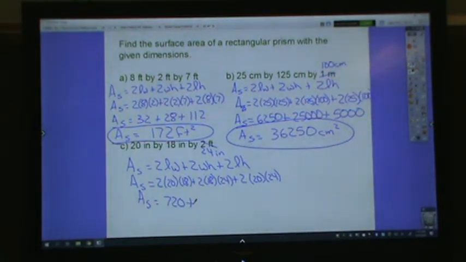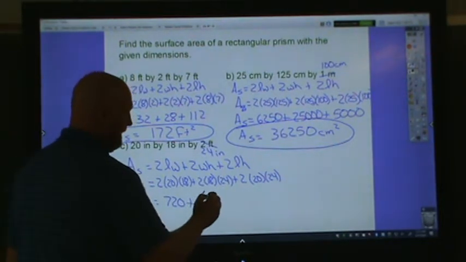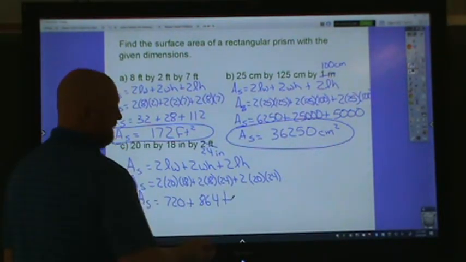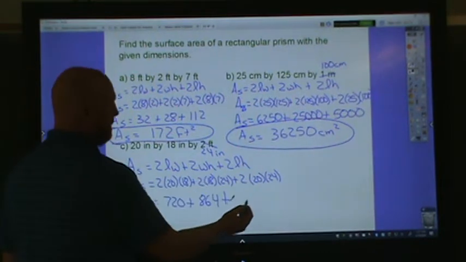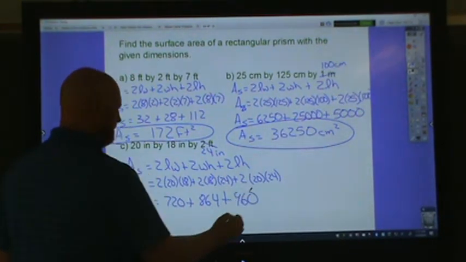36 times 24, well, if I did 36 times 20, that would be 720, and then I need 4 more 36s. 4 more 36s is 144. So if I have 144 plus 720, that's 864, plus 2 times 24 is 48, times another 20 is 960.